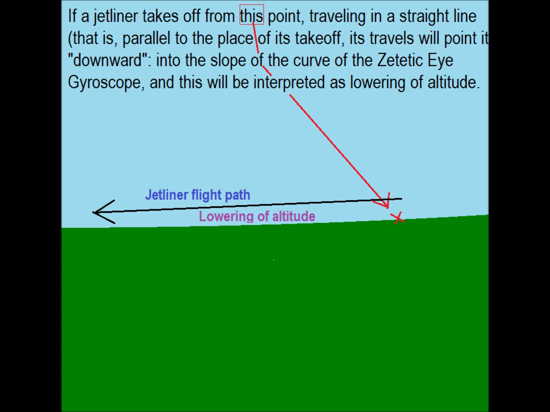I have been and will continue to look for the very specific, ironclad empirical evidence for this claim and why this is the case. But up to this point, I of course have not found it. And the Zetetic Eye Gyroscope model would make the prediction that it is not the case, and that the reason for the altitude loss is this arced zetetic surface, as just discussed.